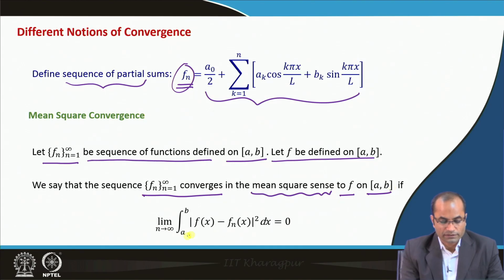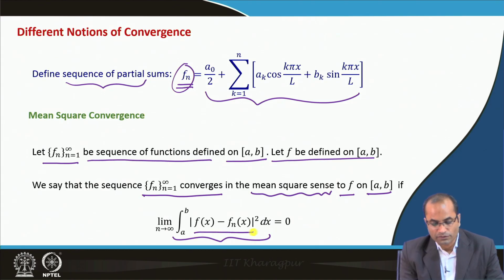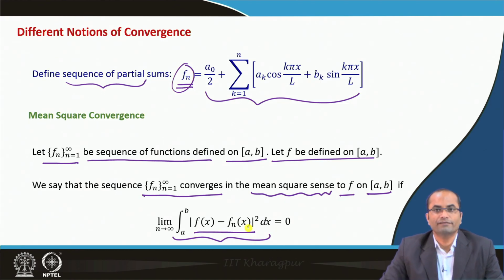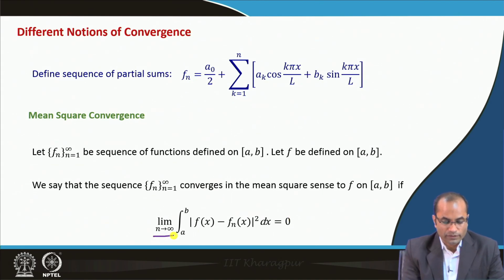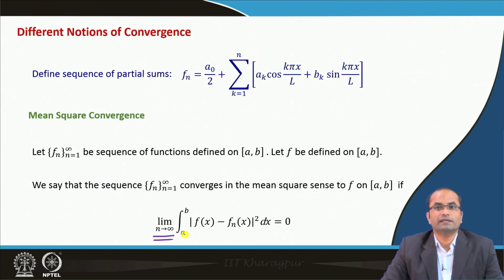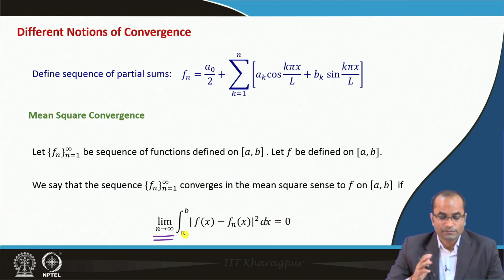What is this condition here? We are integrating from a to b the difference of the two, f(x) minus f_n(x), where f(x) is actually the limit of f_n, and the square of this difference when integrated over dx, if this is equal to 0 when n approaches infinity, then we say that f_n converges to f in the mean square sense.